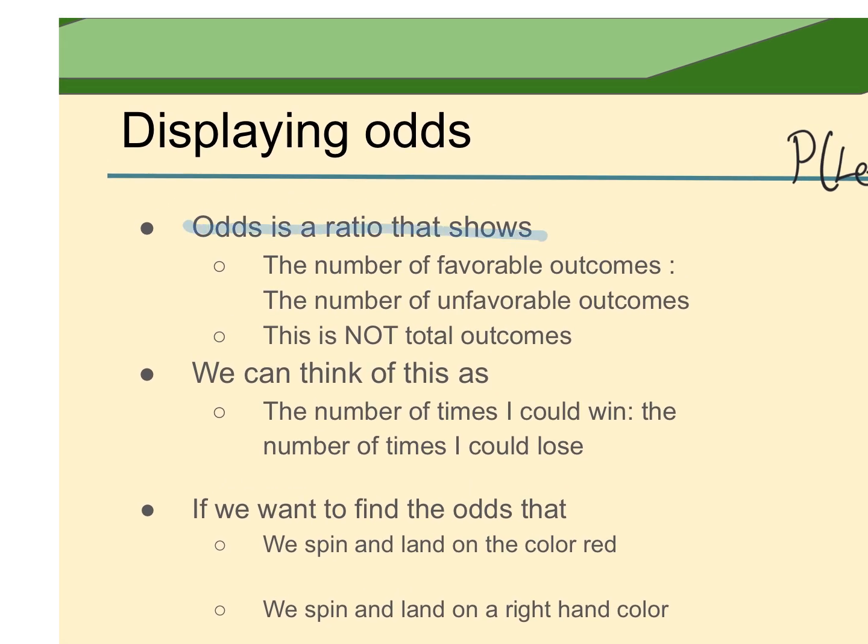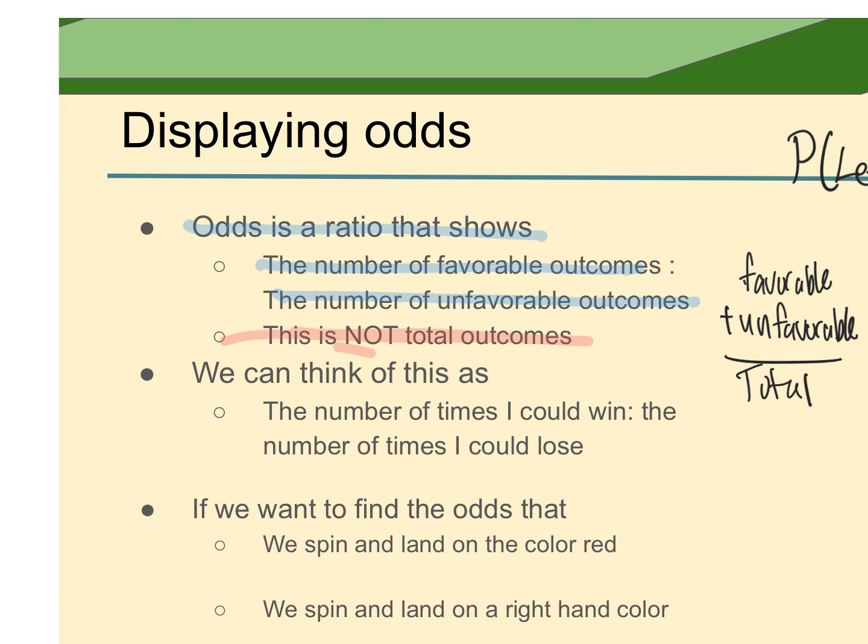Odds is a ratio that shows favorable to unfavorable. What it does not show is the total. Now, there is a thing about that, because if I add the favorable outcomes to the unfavorable outcomes, that should make sense, I get the total. The reason is that either I want this to happen or it's not going to happen, and that's all the possible outcomes. I can't have something happen and also not happen at the same time. It either has to happen or it can't happen, but that's all the outcomes possible.